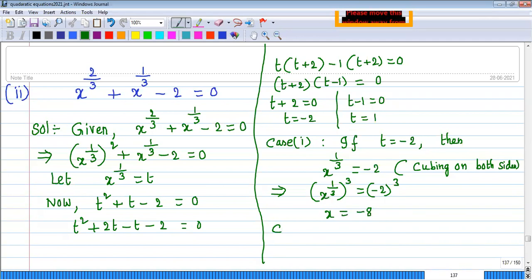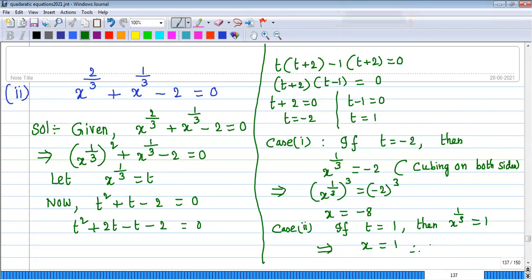Now go to case 2. If t is equal to 1, then x to the power of 1 upon 3 is equal to 1. Cubing on both sides, that implies directly x equals 1, since 1 cube is 1. Therefore the solution set. Solution set: x is equal to, what do you write? Negative 8 comma 1.